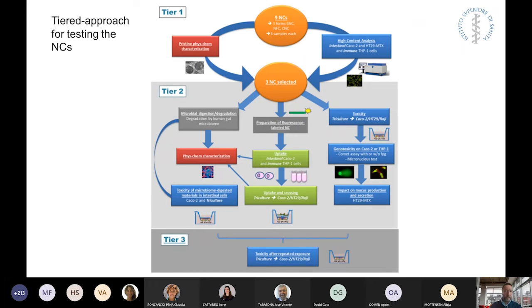A tiered approach was designed for testing the nanocellulose test materials. In tier 1, a number of different materials belonging to the 3 main classes I showed will be tested, and up to 3 of them will be selected to be investigated in depth in tier 2, and a single material will be submitted to specialized studies in tier 3.